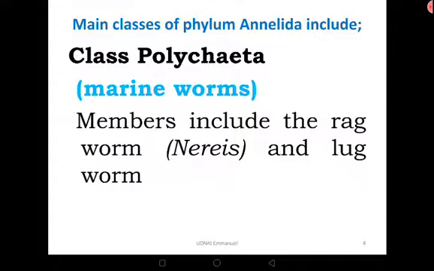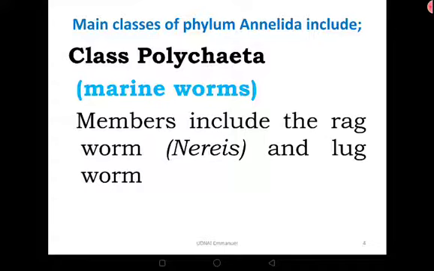Great. So let's look at their classes. Annelids are classified into different classes. We may not finish all of them, but for the purposes of our lesson, we shall look at the common classes, but also the major classes of phylum Annelida. To begin with, we have class Polychaeta. We can pronounce together class Polychaeta.